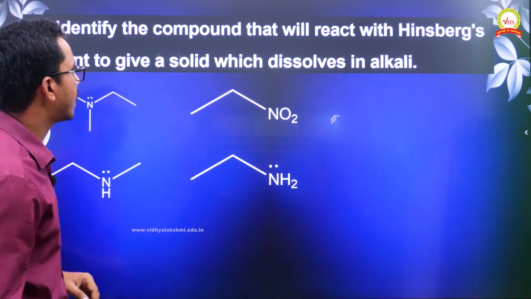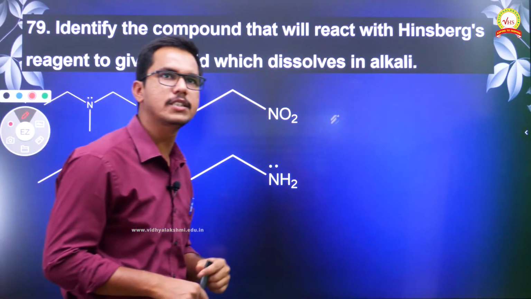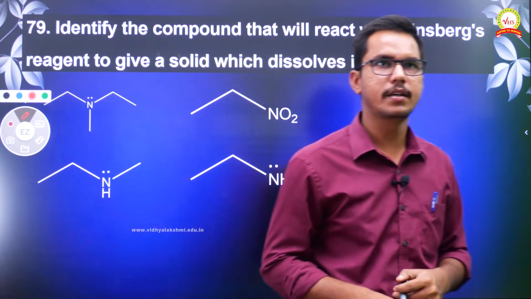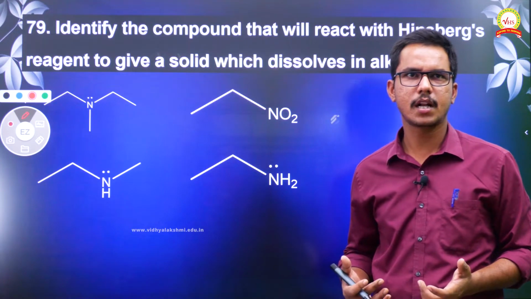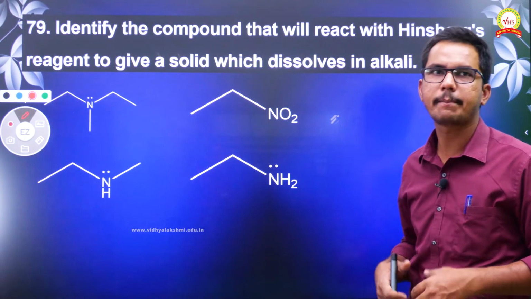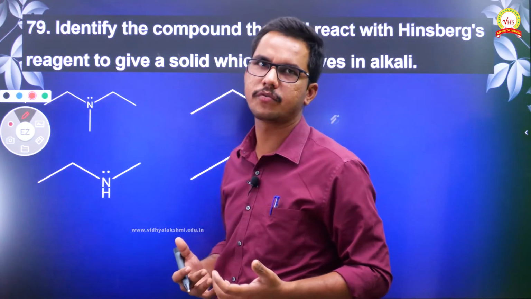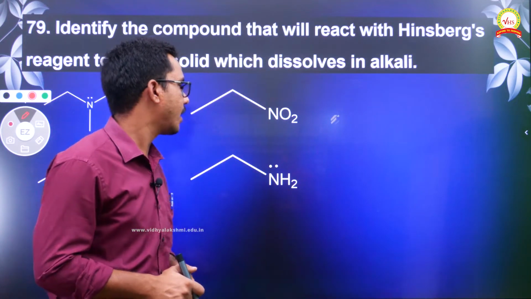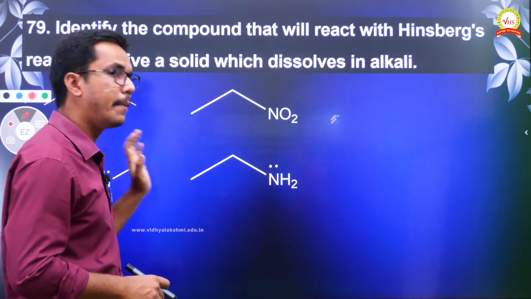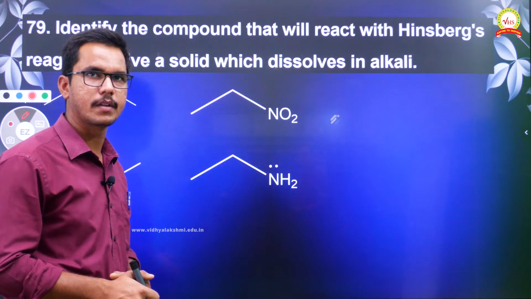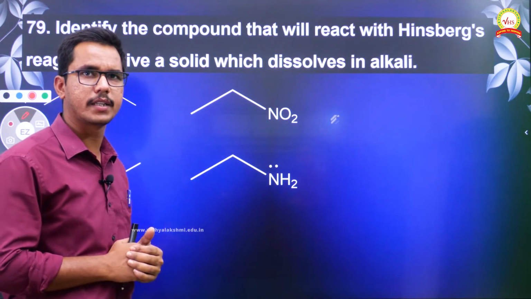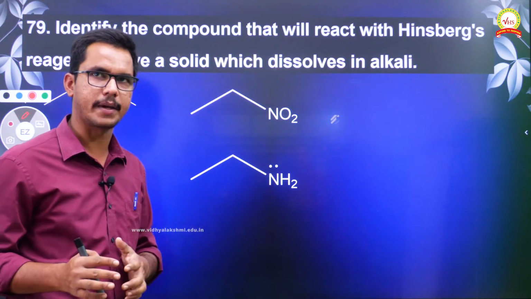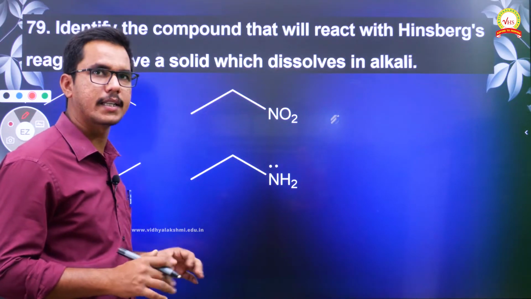Identify the compound that will react with Hinsberg reagent to give a solid which dissolves in alkali. Now, what happens when we take the Hinsberg reagent first? Hinsberg reagent reacts with amines. This reagent is also used for the separation of primary, secondary and tertiary amines. How can it be done? Let us see.